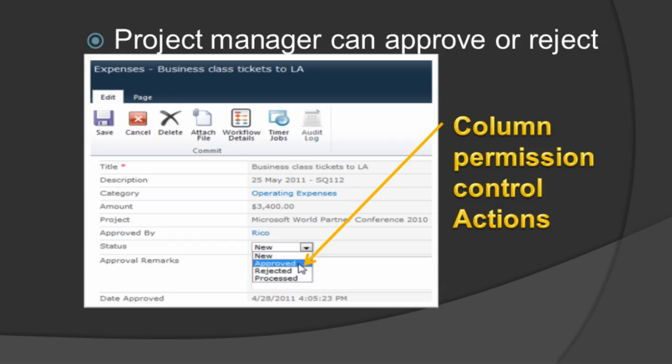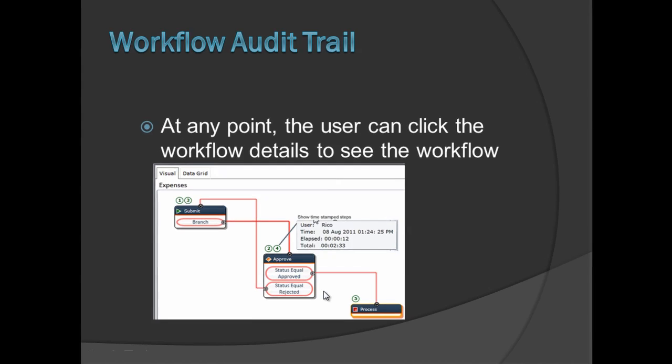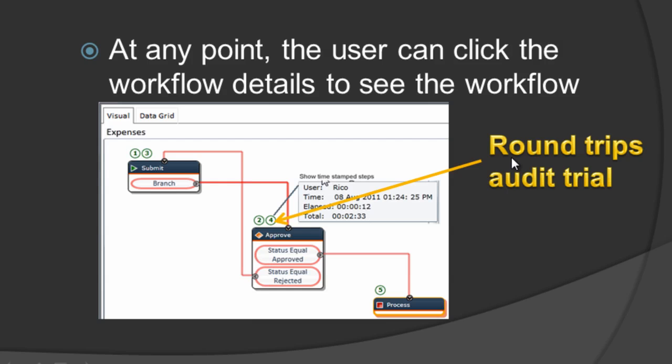And during the approval process, you see there is column permission control, so that only project managers can access certain fields within the system. Upon completion of the workflow or any time during the workflow process, you are able to see or audit the flow of that transaction, including round trips. And as you know, SharePoint is a single-step workflow and cannot go round trip out of the box.